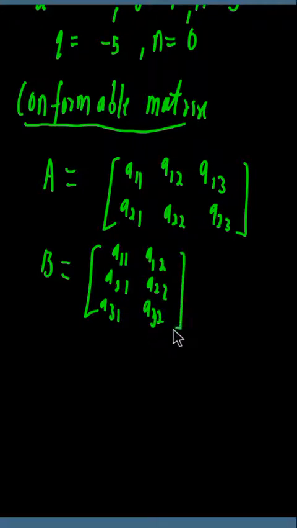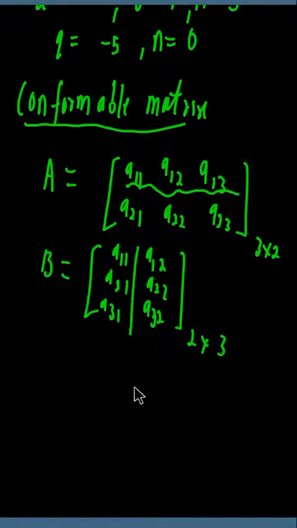A32. Now, A is conformable to B because matrix A is a 3 by 2 matrix, and here is a 2 by 3 matrix. So why is it conformable? It's conformable because matrix A has three rows, and our matrix B has three columns. So it's conformable because the number of rows of matrix A is equal to the number of columns of matrix B. That's the reason why these matrices are conformable.